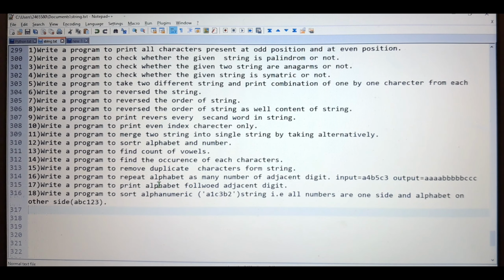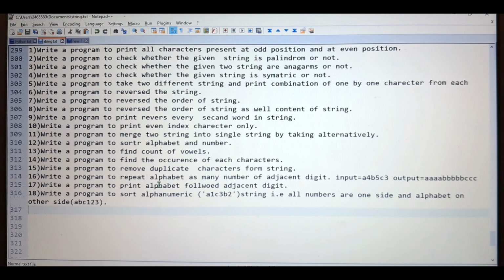And I'm not going to solve all these 18 problems in one single video. No, I will solve all these problems one by one. So in the next video, we will start from our first program, which is to write a program to print all the characters present at odd positions and at even positions. So first we will try to write the algorithm. After that, we will write a program for that particular problem statement.